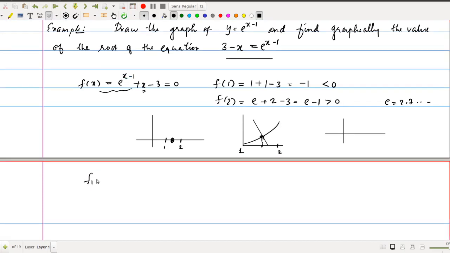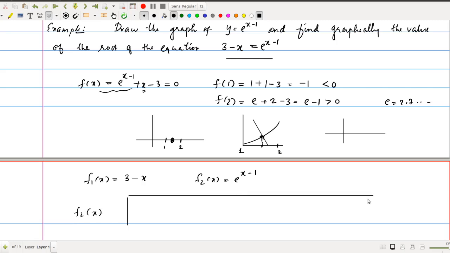First of all we write f1 of x equal to 3 minus x, and f2 of x equal to e to the power x minus 1. We take two functions, f1 of x and f2 of x. So first of all we will draw the graph of f2 of x. In order to draw the graph of f2 of x, we need to find out the values of e to the power x minus 1.